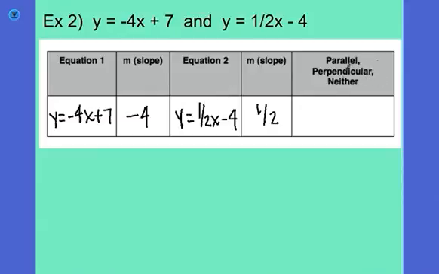Parallel means that they have the same slope. Negative 4 and 1/2 definitely are not the same. Perpendicular means that they're negative reciprocals. And so if I had negative 4 for my first slope, my second slope would have to be positive 4 over 1. And so since these don't seem to have any relationship, we would say that these two lines are neither parallel nor perpendicular.